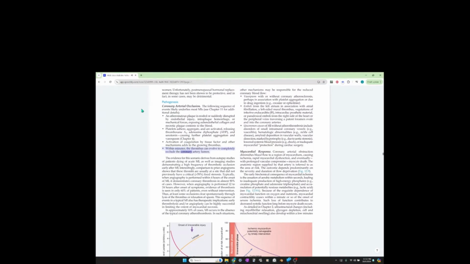Pathogenesis, coronary arterial occlusion. The following sequence of events likely underlies most MIs. An atheromatous plaque is eroded or suddenly disrupted by endothelial injury, intraplaque hemorrhage, or mechanical forces, exposing subendothelial collagen and necrotic plaque contents to the blood. Platelets adhere, aggregate, and are activated, releasing thromboxane A2, adenosine diphosphate, and serotonin, causing further platelet aggregation and vasospasm. Activation of coagulation by tissue factor and other mechanisms adds to the growing thrombus. Within minutes, the thrombus can evolve to completely occlude the coronary artery lumen.